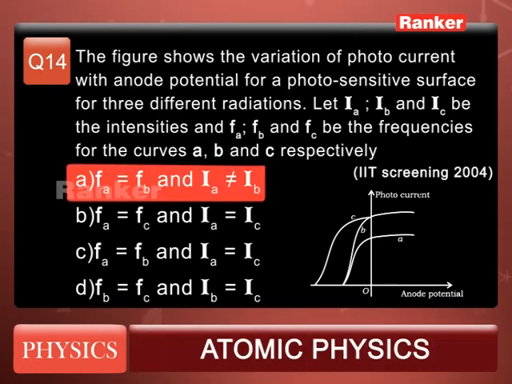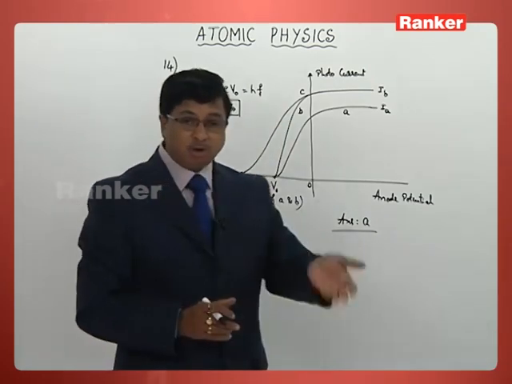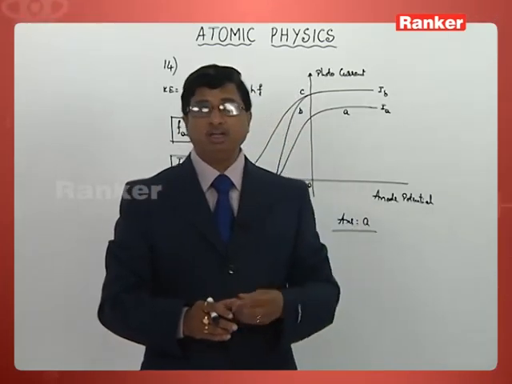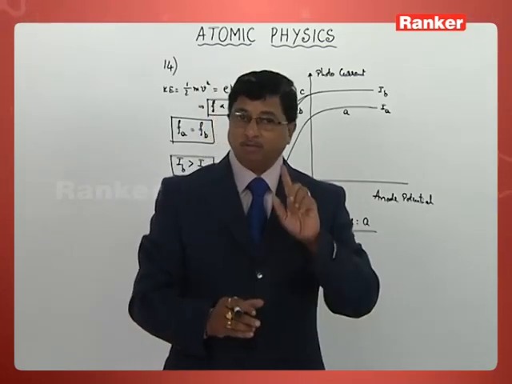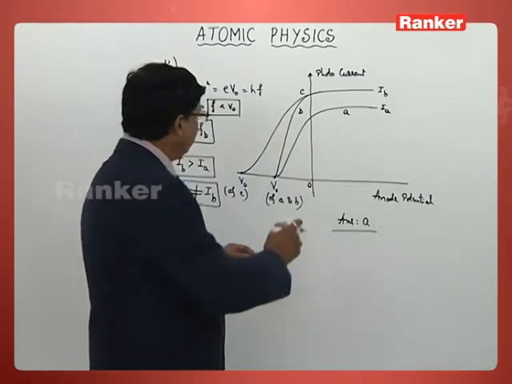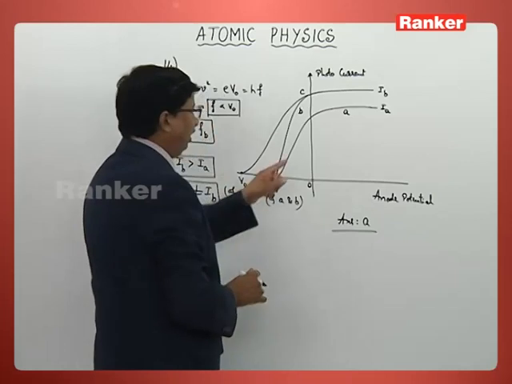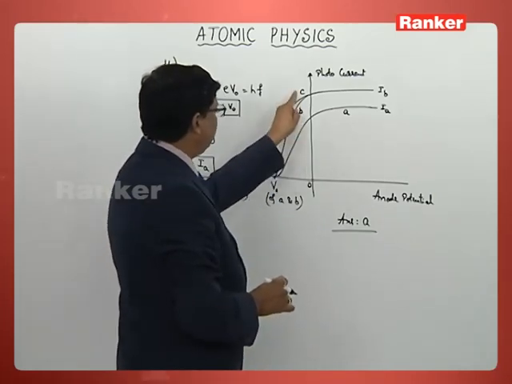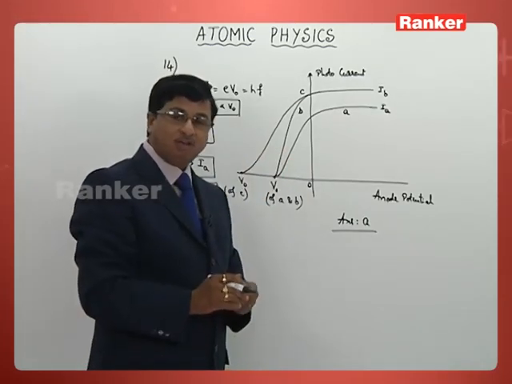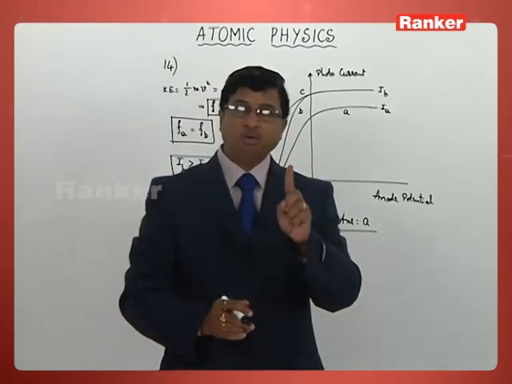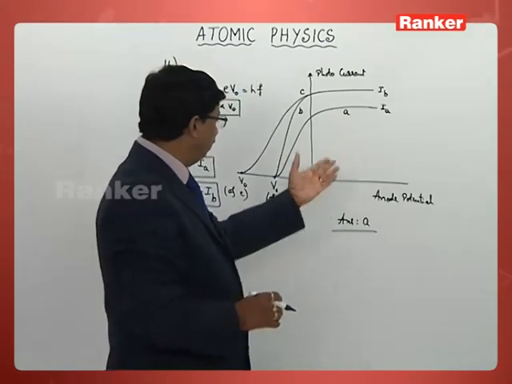So their frequencies are going to be equal, but intensities are different. Which one is more? If you look, you can identify that the intensity of B is greater than the intensity of A. But one thing you can understand more from this. Since B and C have got the same saturation, you can say intensity of B and intensity of C are equal, but their frequencies are not equal. Therefore, the first option is the best one out of the four given to us. So correct option for this problem 14 is going to be A.